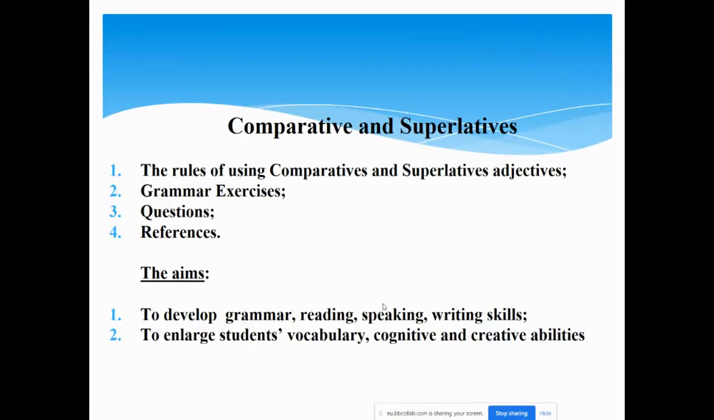So what does my presentation contain? Actually, we will talk about the rules of using comparative and superlative adjectives. We'll do some grammar exercises, some questions, and I will provide you some references also. So basically, we aim to develop grammar, reading, speaking, and writing skills, and we want you to enlarge your vocabulary and other creative abilities. So this is the aim of the lesson.